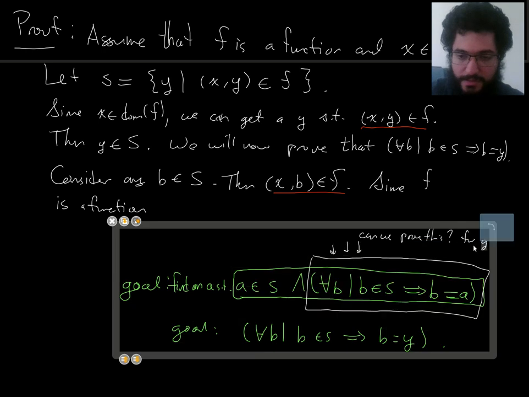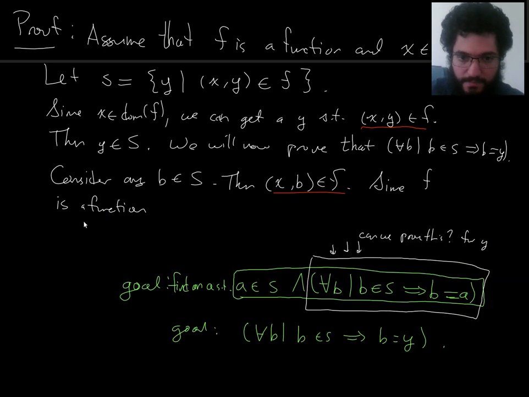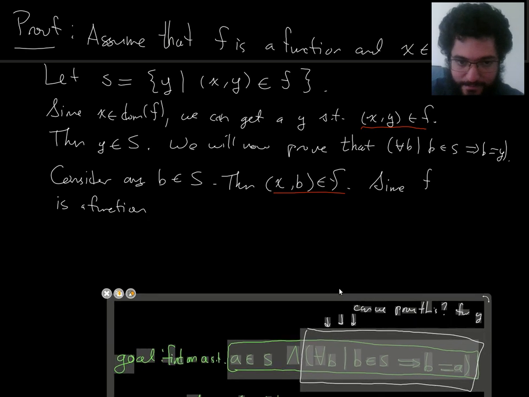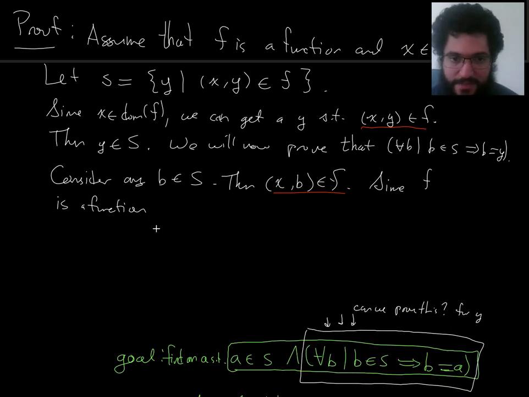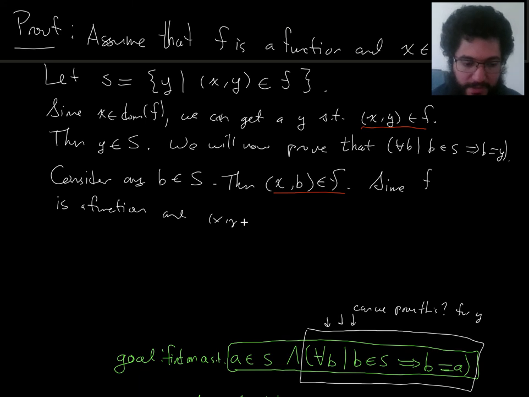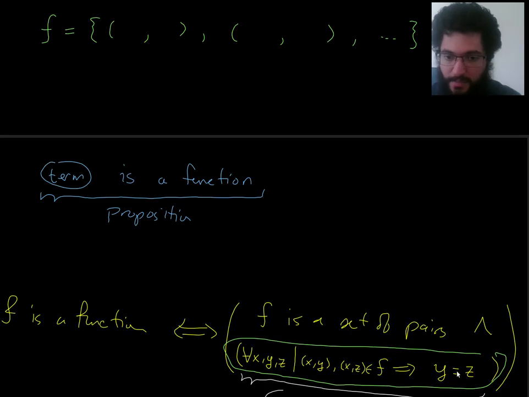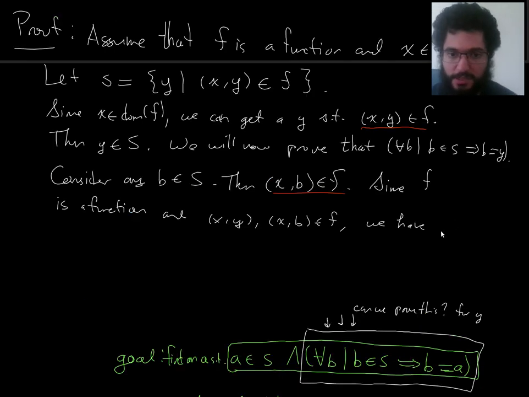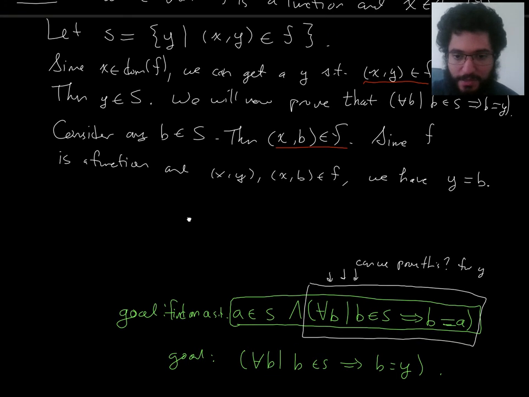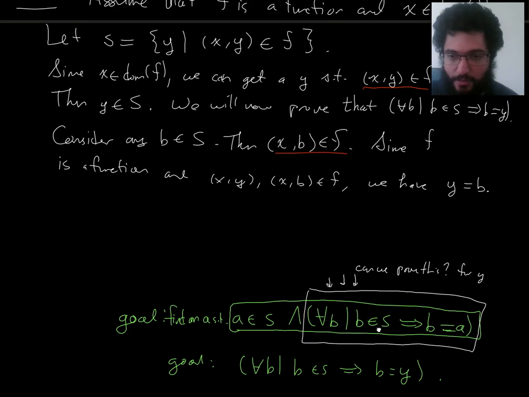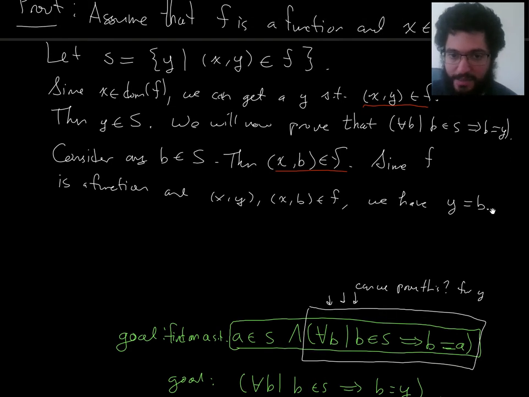Since F is a function, and these pairs are in F, we have, this is a universal instantiation, what I'm doing. This is a universal statement: anytime you have this, you have that. And this is one particular time. So this is universal instantiation. We have y equals b. But that was my goal, right? To show that every b in S is y. So for all b in S implies b equals y. That's what we just showed.